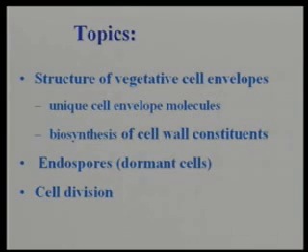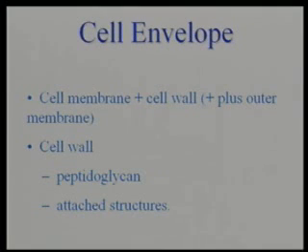We're going to talk about endospores and how they're different, and we're going to talk about cell division and what's different in sporulation versus regular cell replication. And as I already said just now, to emphasize again, the cell membrane plus the cell wall plus the outer membrane, if it's present, makes up the cell envelope.